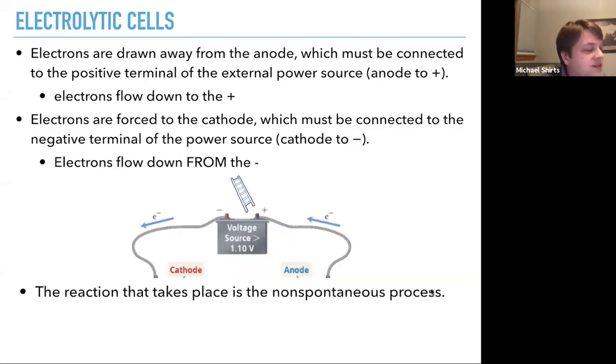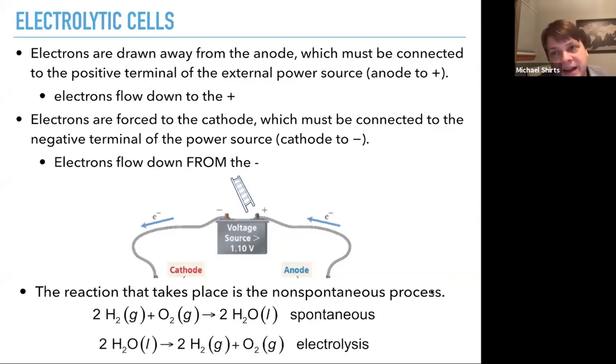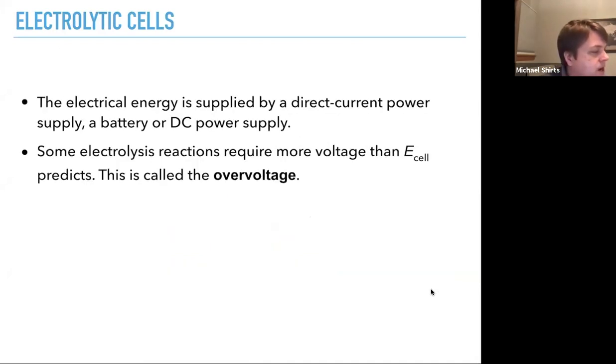So the reaction that takes place is obviously a non-spontaneous process. You have to force that by boosting the electrons back up in the voltage source. So of course, hydrogen plus oxygen is spontaneous, and the free energy change is negative. If that is spontaneous, the reverse process has to have a free energy that's positive. The electrical energy is supplied by a direct current power supply, a battery or a DC power supply, and this is one important point that will come up a couple times.